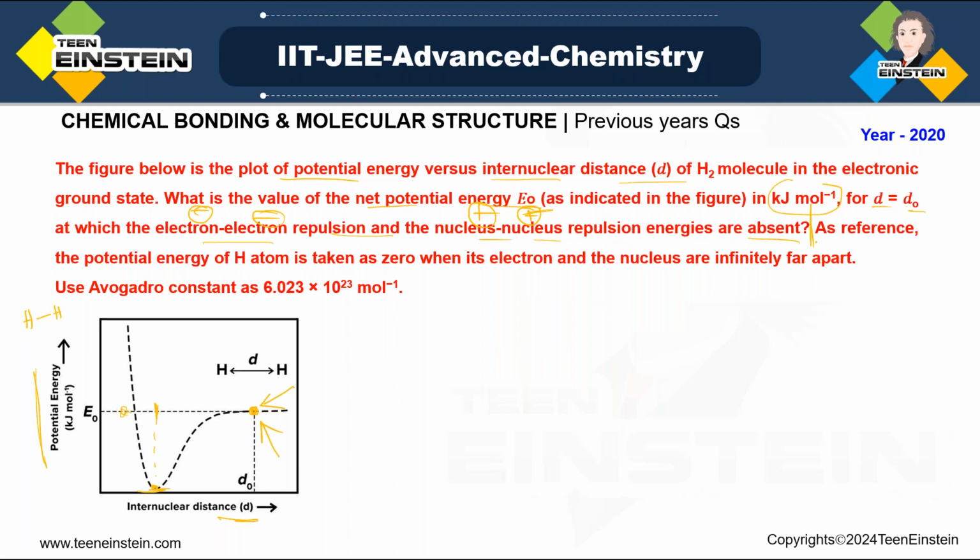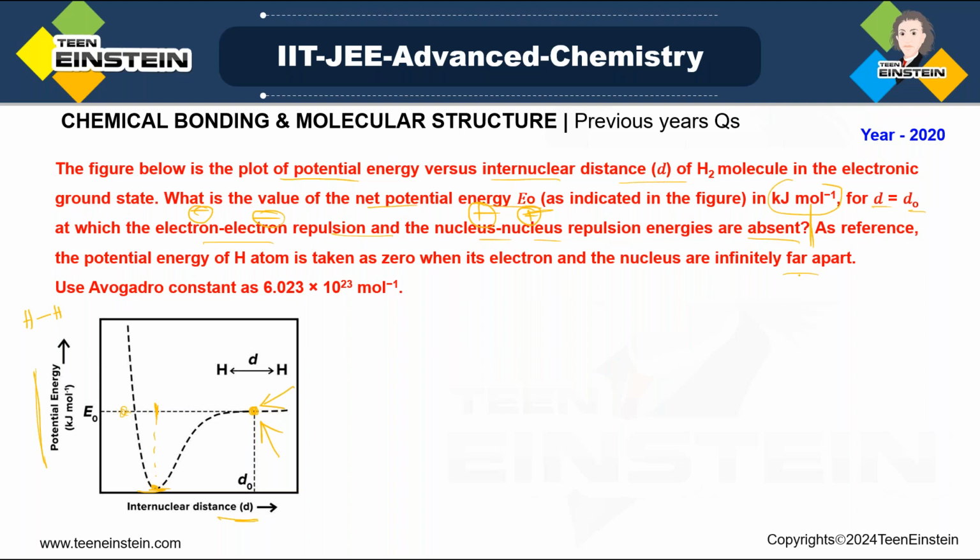Now, there is some extra information you have to keep in mind. As reference, the potential energy of hydrogen atom is taken as 0 when its electron and nucleus are infinitely far apart. So why is this line mentioned, how will it help us to answer the question? Forget about hydrogen molecules. Suppose you have only one hydrogen atom, and its potential energy is 0, it is possible when its electron and nucleus are infinitely far apart. Though that is not possible, when potential energy is 0, that should be the condition. But that is not the actual case.